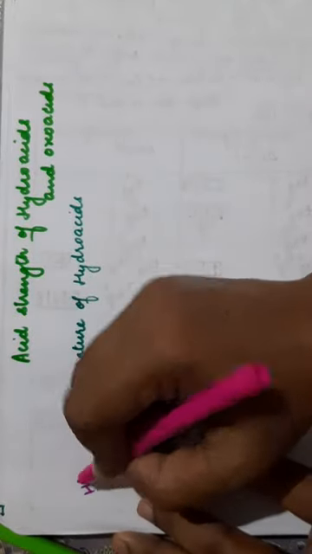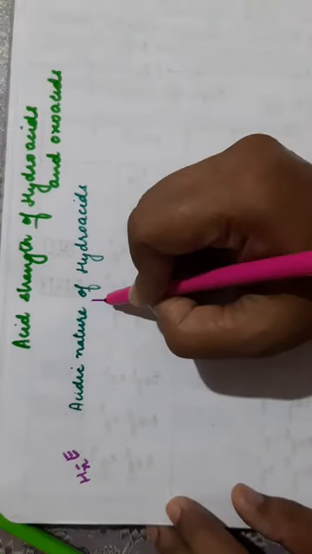Now what are hydroacids? Hydrogen attached to a non-metal. There may be n number of hydrogen attached to a non-metal, so these are known as hydroacids. Now there are two determining factors which decide the acidic nature of hydroacids.